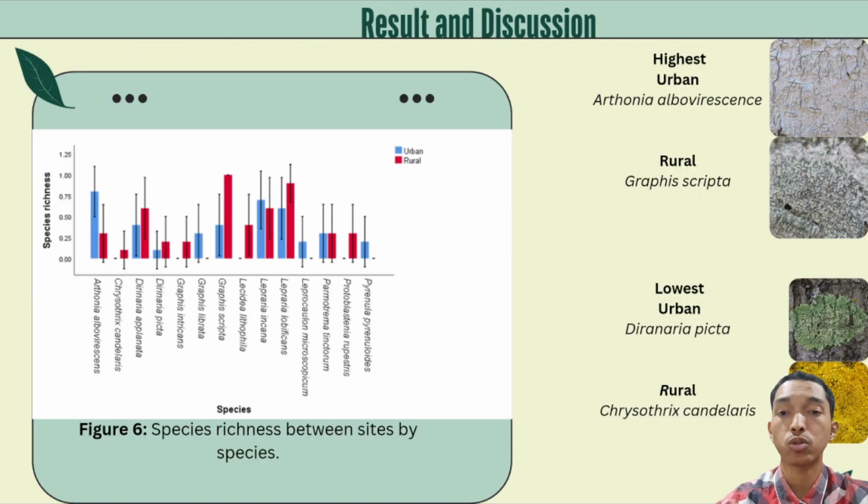In figure 6, it shows the species richness between sites by species. It is stated that the highest species analyzed were Althonia albovirescens and Graphis scripta. Althonia albovirescens is highly adaptable to a range of environmental conditions, including those with higher levels of ammonia. Same goes for Graphis scripta.